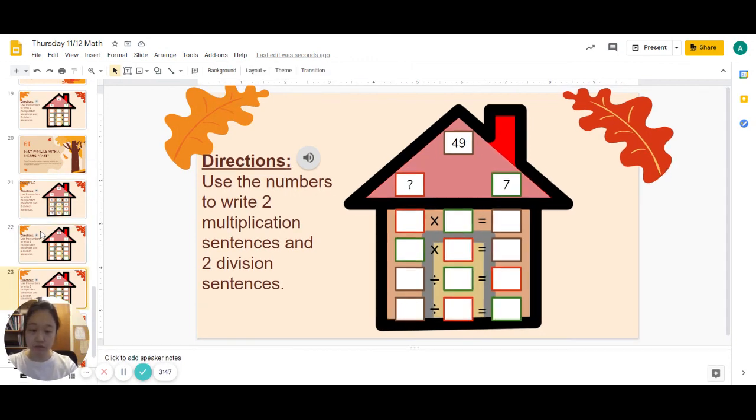You will be given 3 problems where one of the smaller numbers is missing.